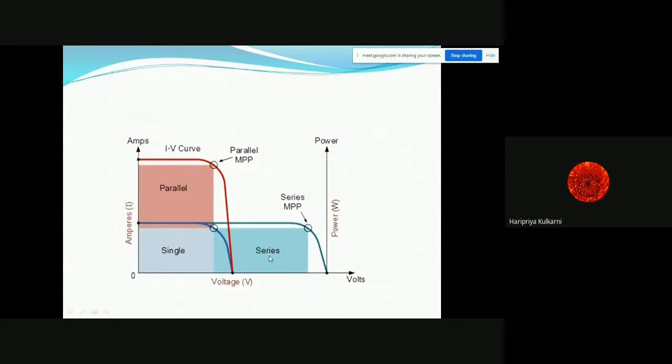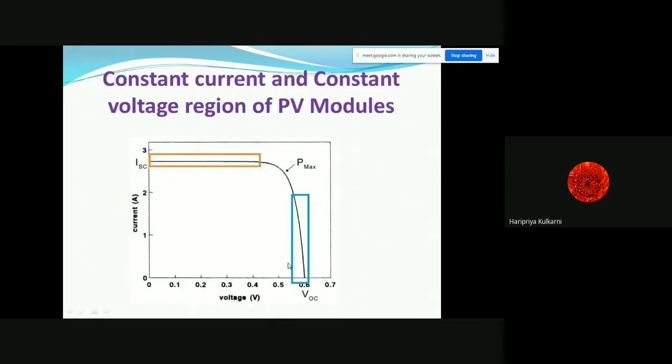As they are connected in series, voltage will be additive. When they are connected in parallel, current will be additive. So to improve the current, we connect them in parallel. To improve the voltage characteristics, we connect them in series. And whenever you want to improve both current and voltage and you want higher power, in that case we should go for a series and parallel combination of the solar modules. As we have seen in the characteristics, these are the regions. This is the constant current region and this is the constant voltage region. But in between, we get the maximum amount of power which we are interested in.